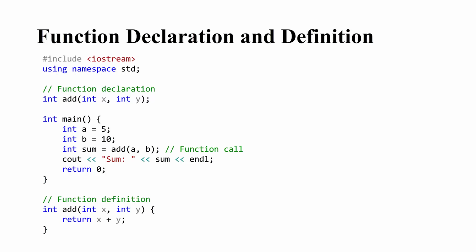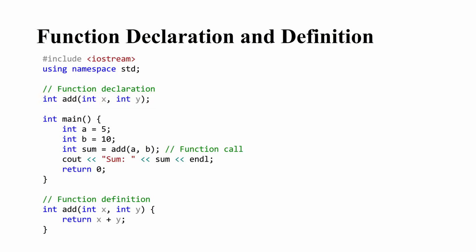So in this example, we pay attention to the function prototype. It is placed before the main function. It specifies the function header and a semicolon. The parameter names are optional, so you can just have the parameter type. In this case, you can just have int.